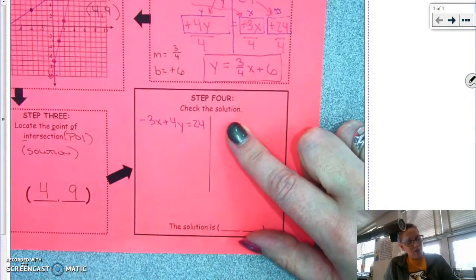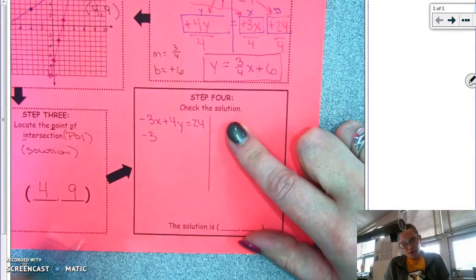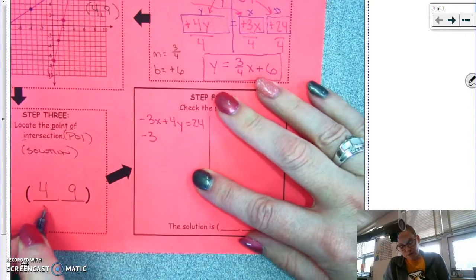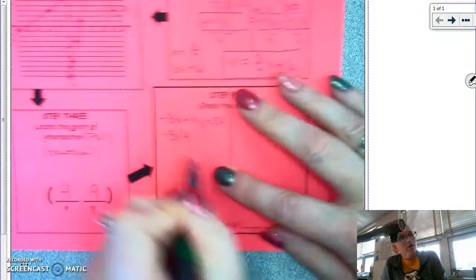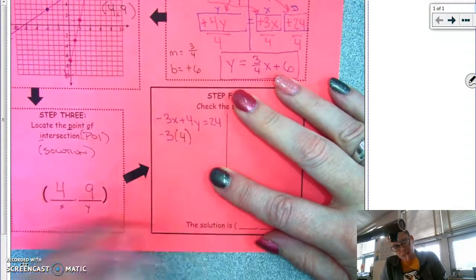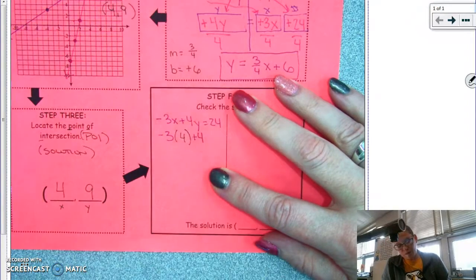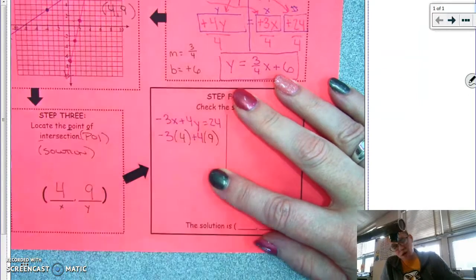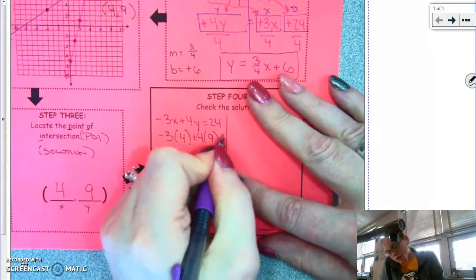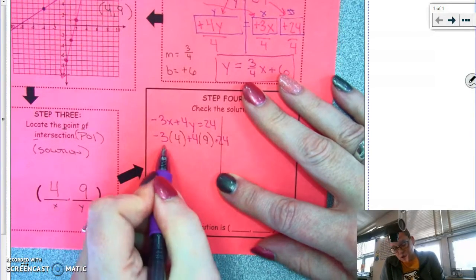In place of the x, I'm going to write my number 4. This is my x, this is my y. So I'm going to put my 4 in, and then plus 4, and I'm going to multiply this by my y, which is 9. If I do this all correctly, this should equal 24. So now I'm going to go ahead and solve that.